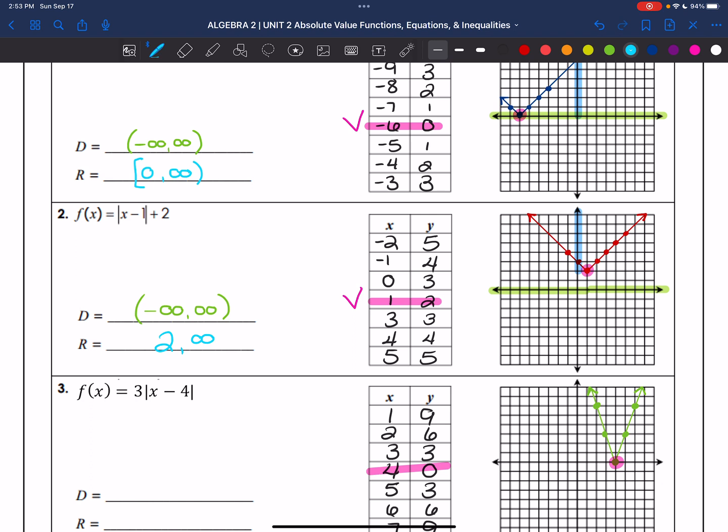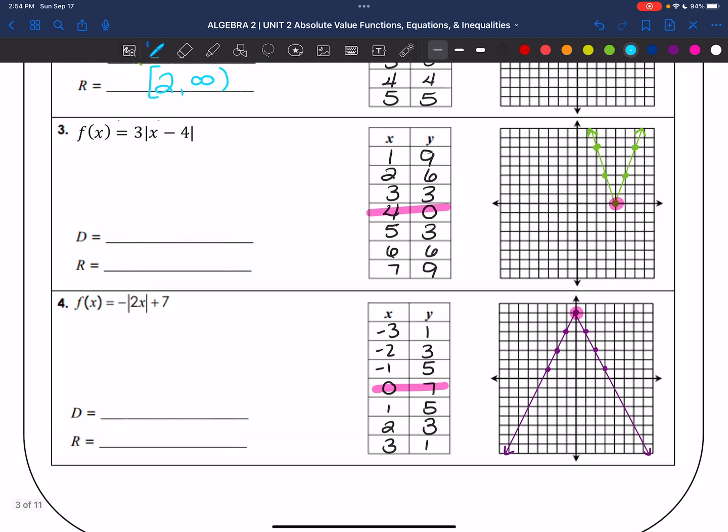We are actually touching 2. We want to include it, so we'll use a bracket. But for the upper boundary, infinity, we can't actually get to infinity, so we'll use a parenthesis, or I should say an open parenthesis. All right, ladies and gentlemen, we're halfway through. Let's look at these next two.